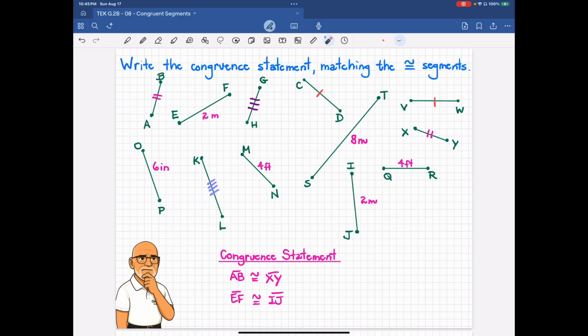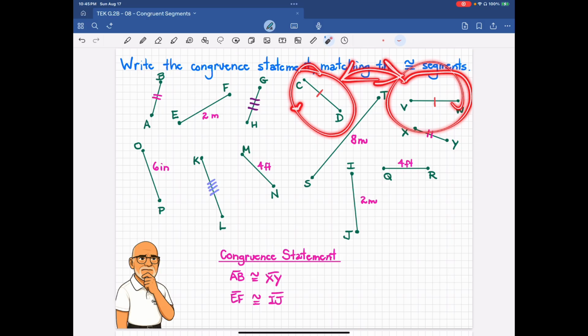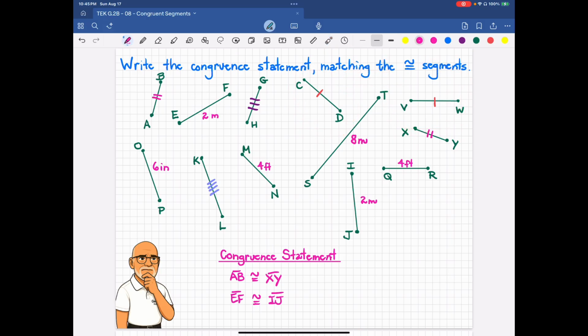Moving on to CD. I have one congruence marking here, and so I look around at the other segments trying to find a segment that has one congruence marking. I have it with VW. So these two are congruent segments. So I'm going to write the congruent statement saying CD is congruent to VW.